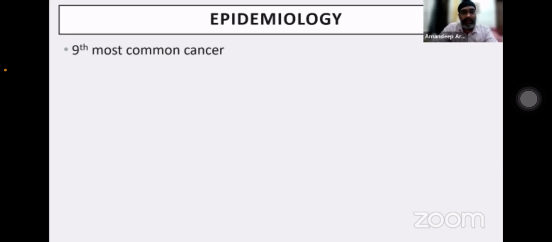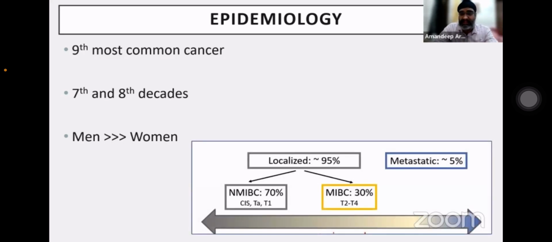So coming to epidemiology, bladder cancer is the ninth most common cancer that we have. It is usually seen in the seventh and eighth decade. So most of our patients are old and they have comorbid illnesses. It is much more common in men as compared to women. This is the spectrum of disease: localized, NMIBC, MIBC, and metastatic. These figures usually come from the Western literature.